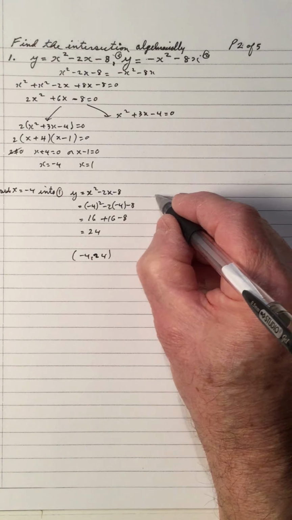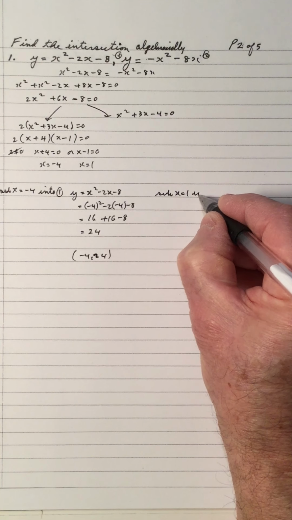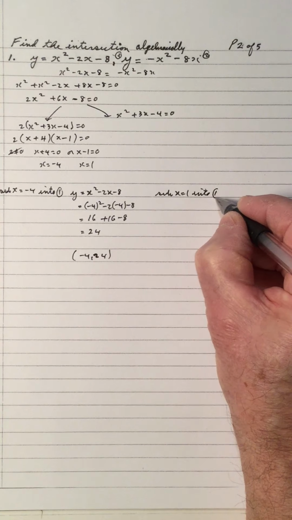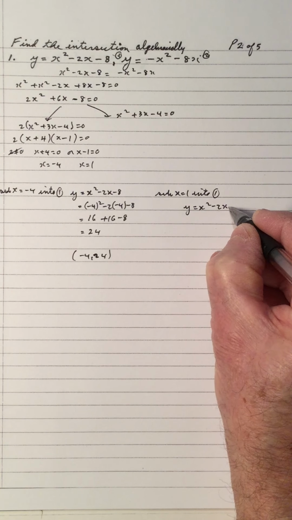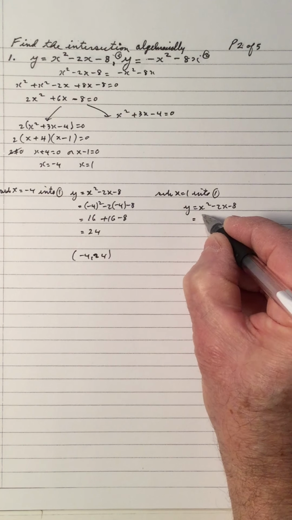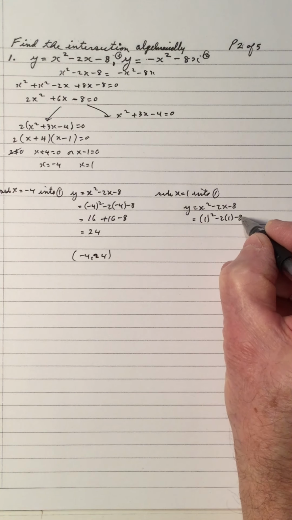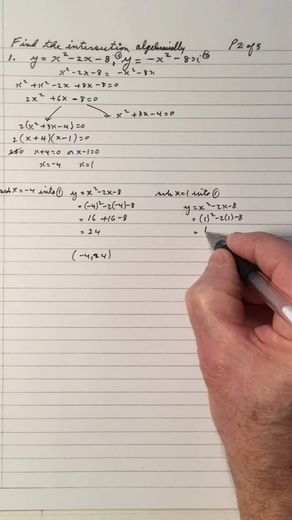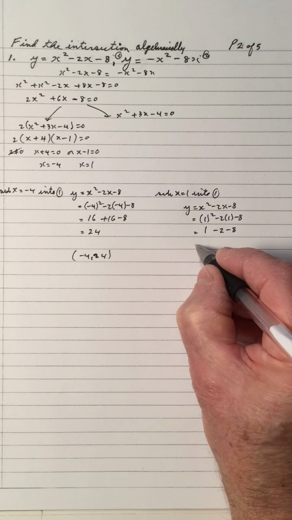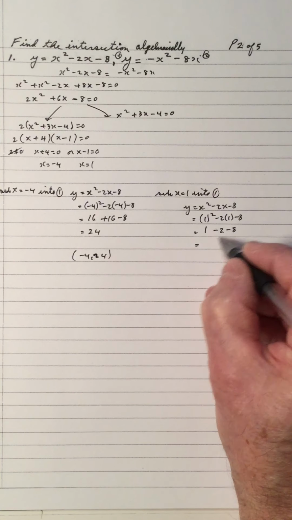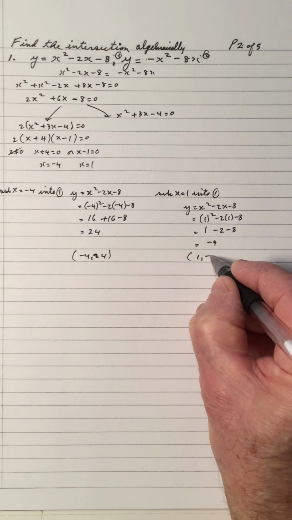Now I'm going to sub x equals 1 into number 1: y equals x squared minus 2x minus 8. I'm subbing 1 in the place of x, and 1 squared is 1. We multiply, it's negative 2, minus 8, so we get negative 9. So the point is (1, negative 9).